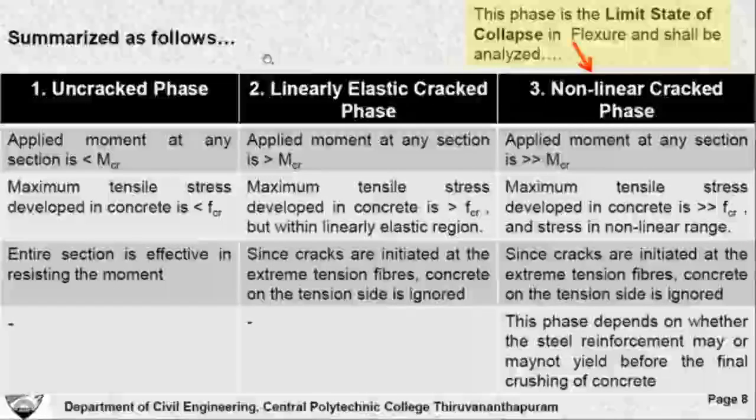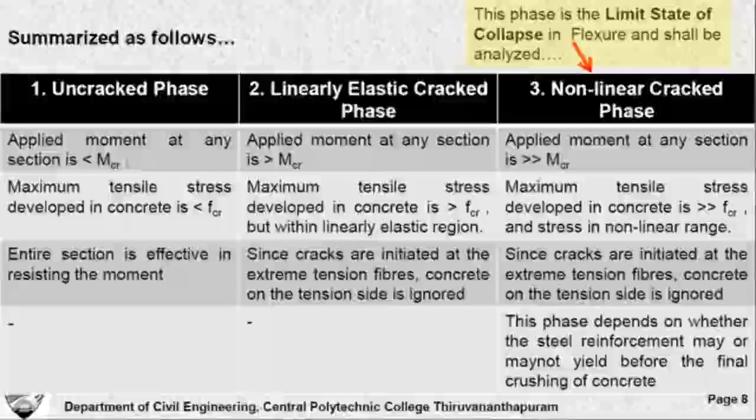So let us summarize this graph again. We have three stages of loading in a reinforced concrete beam. Initially it is the uncracked phase. In the uncracked phase, the applied moment is very small, less than the cracking moment. The stress developed is less than the modulus of rupture, and the entire section is effective in resisting the moment. But as we increase the load, the first cracks develop. The moment at the section exceeds the moment at first crack, and the tensile stress also exceeds the modulus of rupture. But the loading is well within the elastic region, so we see a straight line there.